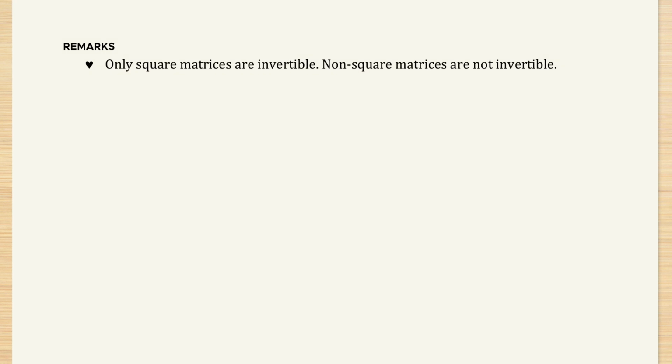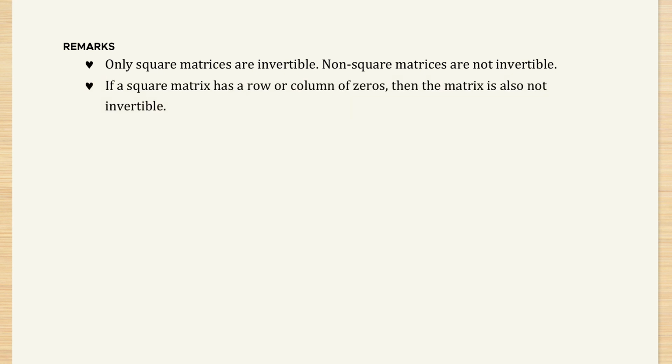Here are some things to keep in mind. So far, we've only talked about the inverse of square matrices because only square matrices are invertible. Non-square matrices are not invertible. If a square matrix has a row or column of zeros, then we cannot invert that matrix. And it has to do with the determinant.